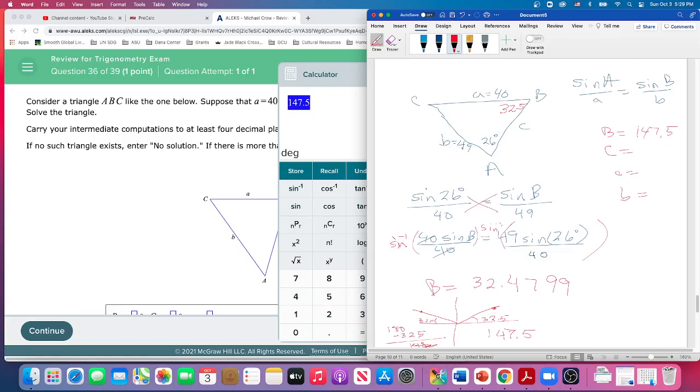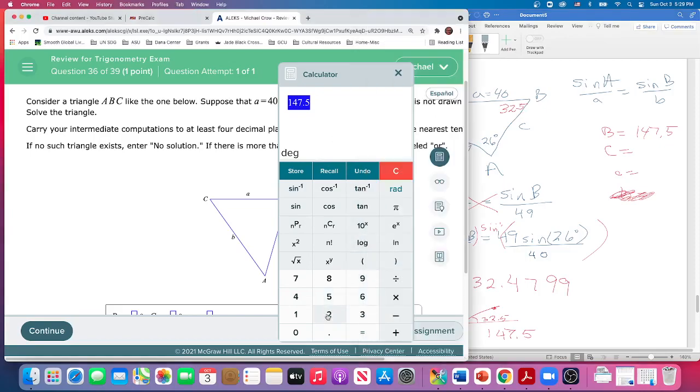Wait, little b can't be different. Sorry, it was given to us. Sorry, what was I thinking? We'll see if it works out. So then we find this one. So if that's 26 and 32.5, 26 plus 32.5 is 58.5, and we'll subtract that from 180.